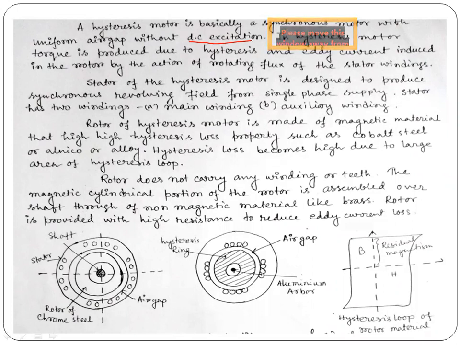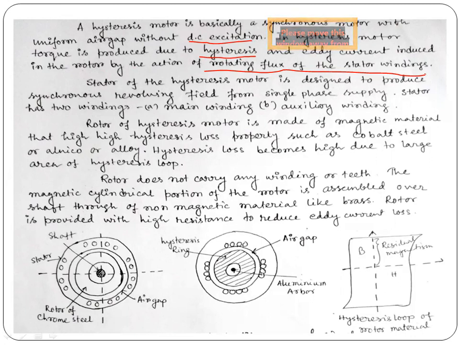In hysteresis motor, torque is produced due to hysteresis, and eddy current is induced in the rotor by the action of rotating flux of the stator winding. That means here we will use the factor that is hysteresis, and that will develop the speed of the motor or develop the torque of the motor.